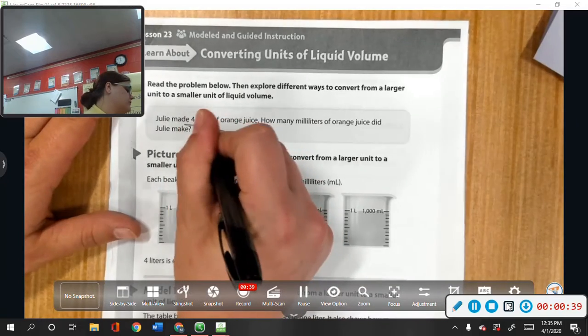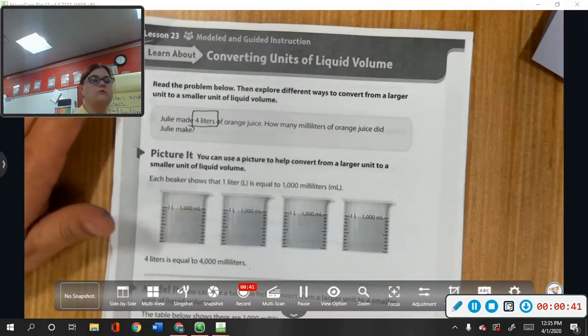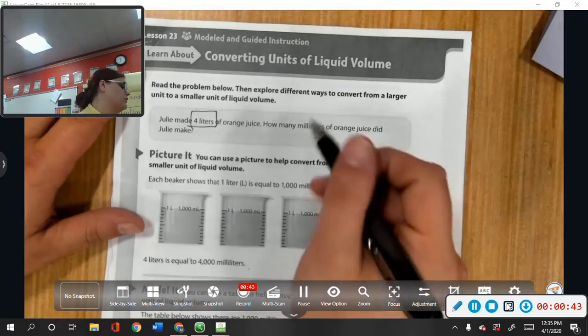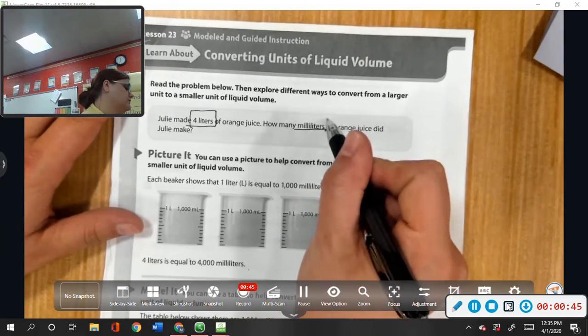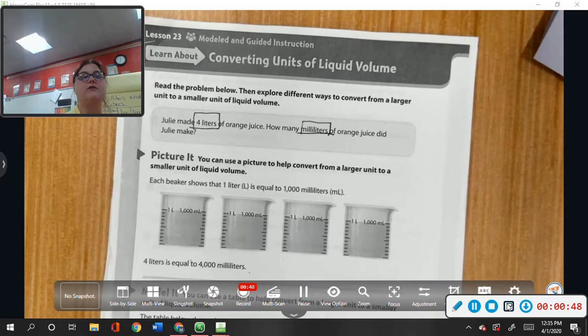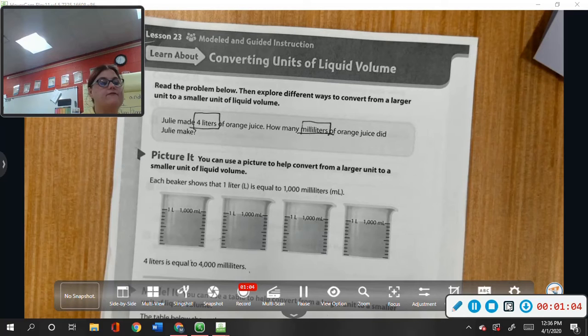Alright, so we're going to convert. We've got 4 liters. We want to convert that to milliliters. Why do we need to convert that? Remember what we talked about when we have different units, we need to make all those units the same. Think back to Monday when we were doing time, the minutes and seconds. I can't compare 5 minutes to 240 seconds because they're different types of units, so we needed to convert the minutes to seconds.